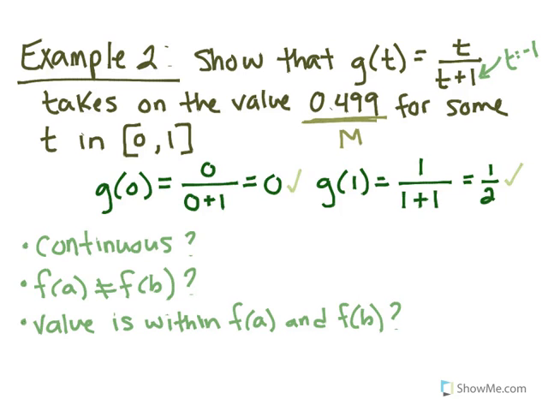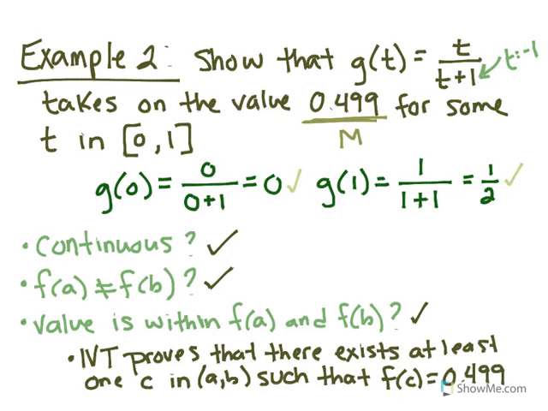So is this function continuous? Yes, it is. We double checked that. Are the y values for the interval different? Yes, they are. And is 0.499 between 0 and 1/2? Just barely, but it is. So, does a c exist that gives me that m? And the answer is yes, because it passes the IVT.